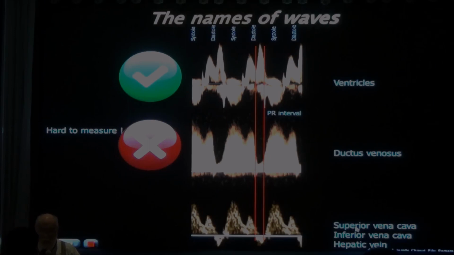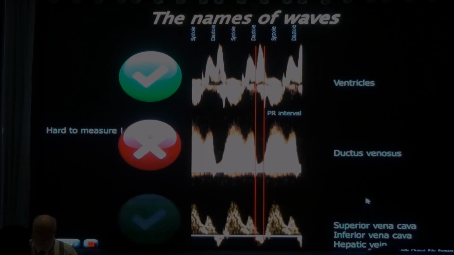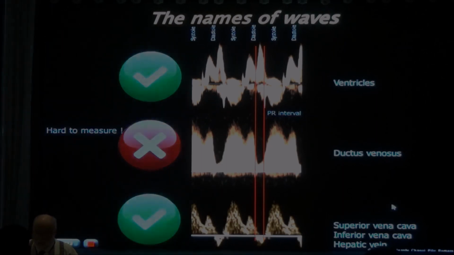So E and A are in opposite directions when you look at the cava, while they're in the same direction in the ventricle. So this is very useful because sometimes, if you have a too fast heart rate, for instance, E and A will be merging in the ventricle, and you have a way to distinguish them over here. So this is useful to have.